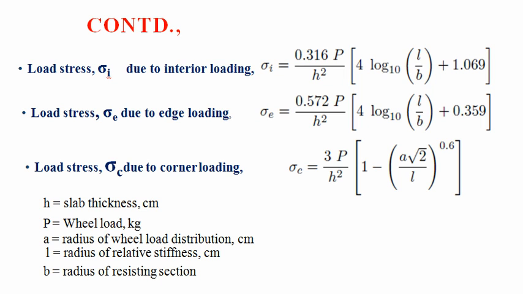H is the slab thickness in centimeter, capital P is the wheel load in kg, A is the radius of the wheel load distribution in centimeter, L is the radius of relative stiffness in centimeter, and B is the radius of the resisting section.